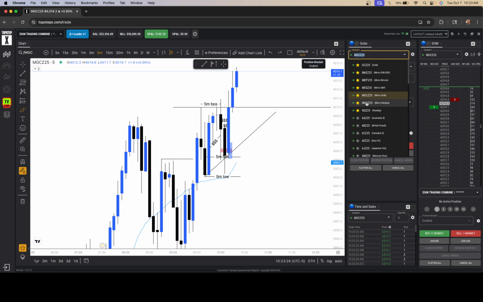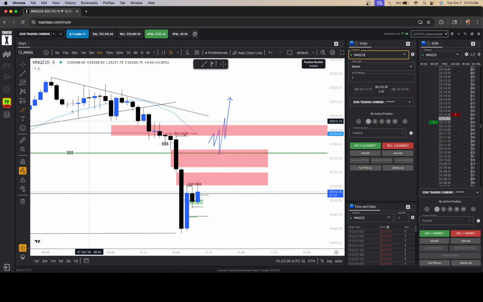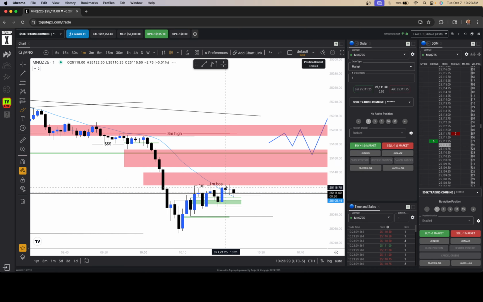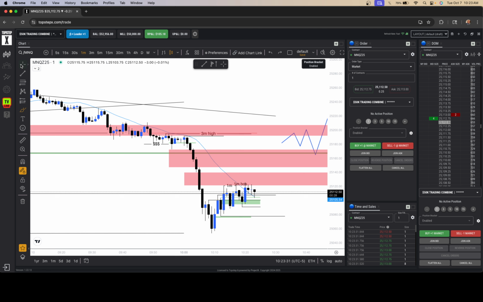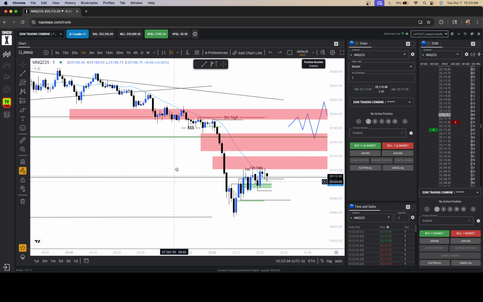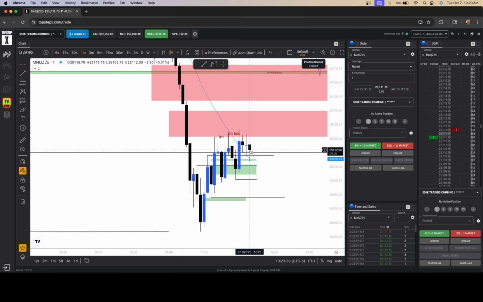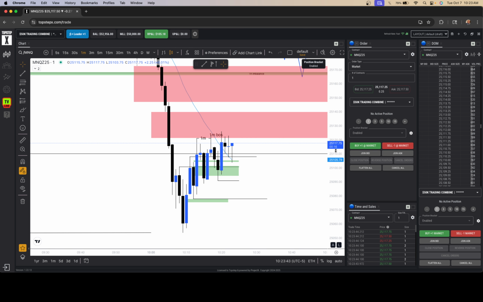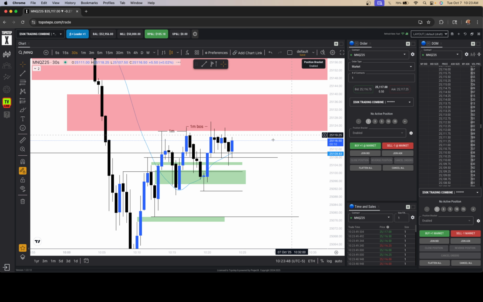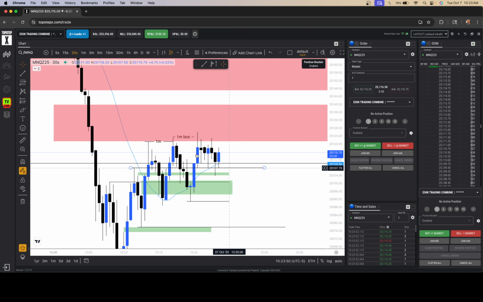Let's see what MNQ is doing. Still kind of rejecting lower. Trying to make sure we do not force trying to pass this account. 44 bucks left. We could take a buy right now. It's looking solid.